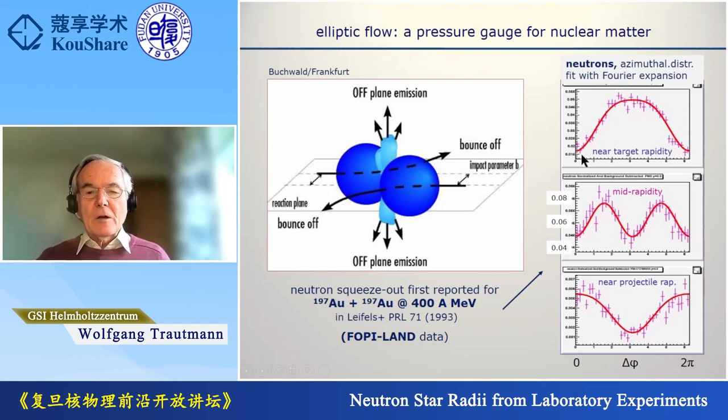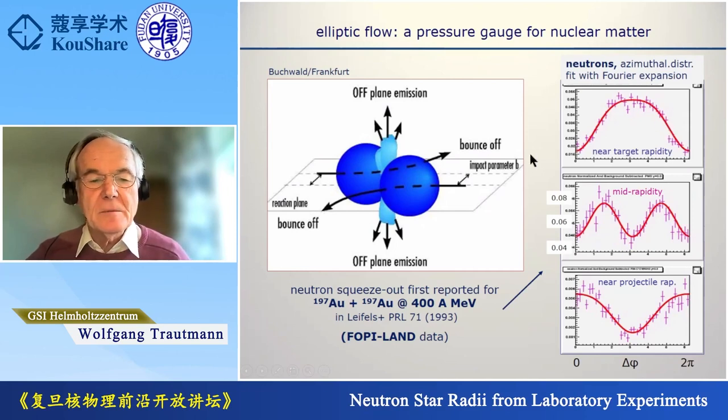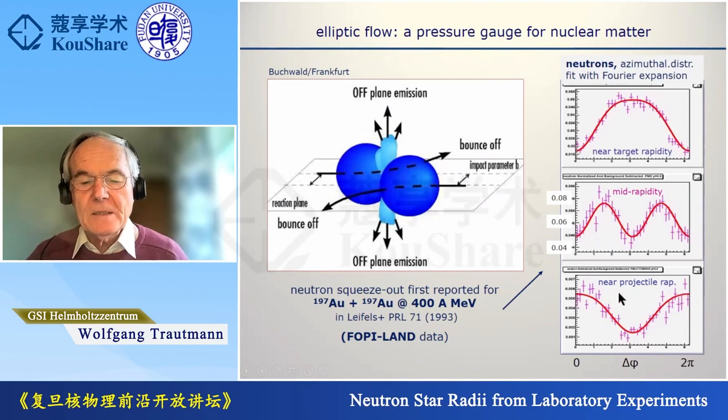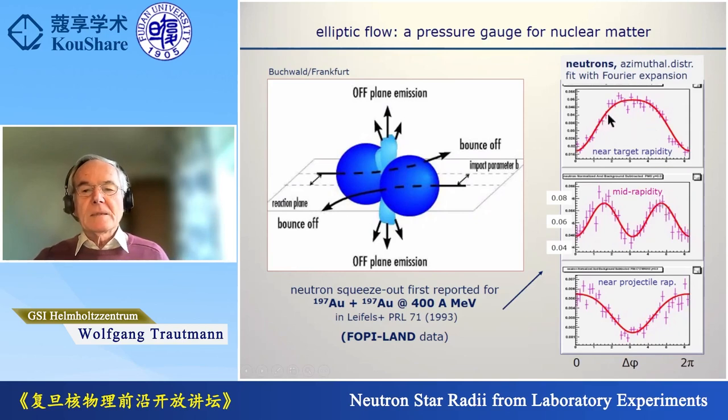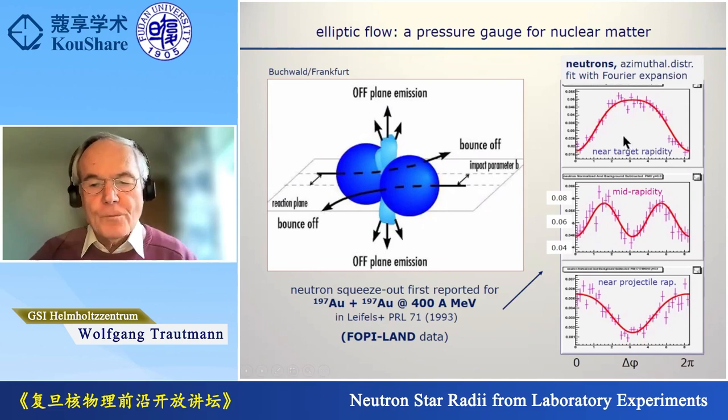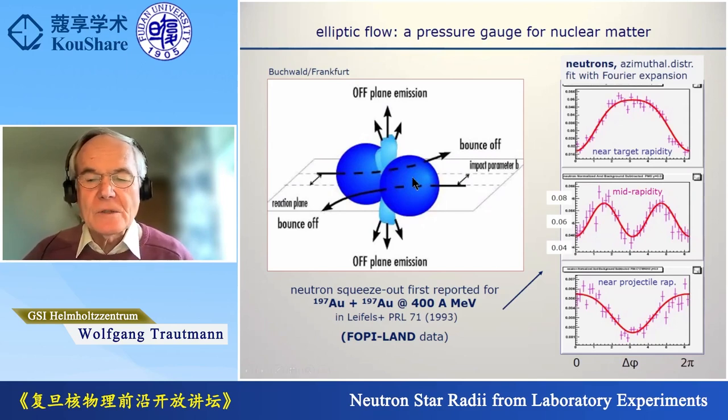And examples of azimuthal distributions near target rapidity, that means backward in the center of mass, and near projectile rapidity, forward in the center of mass. We see the bounce-off here, and then the squeeze-out, the Doppelhammer squeeze-out, upwards and downwards, which is described in a Fourier expansion with a second Fourier coefficient, the v2. So v2 is a parameter describing the intensity of the squeeze-out and contains information on the pressure versus density relation. Of course, we need nuclear theory to explain what the pressure and the density are in these reactions, and then we can derive information from describing these reactions.